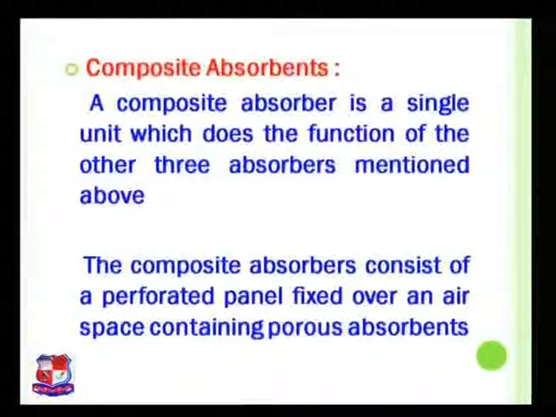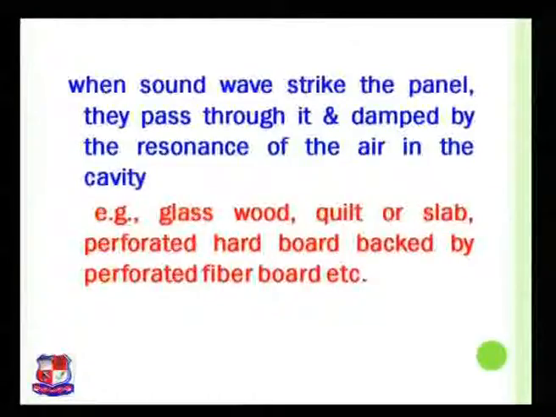The composite absorbents consist of a perforated panel fixed over an airspace containing porous absorbents. When a sound wave strikes the panel, it passes through it and is damped by the resonance of the air in the cavity. That means the airspace and the cavity will damp the travelling of these sound waves, due to which the sound wave will be absorbed in the composite absorbents.